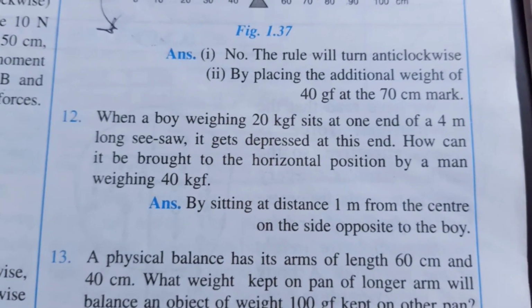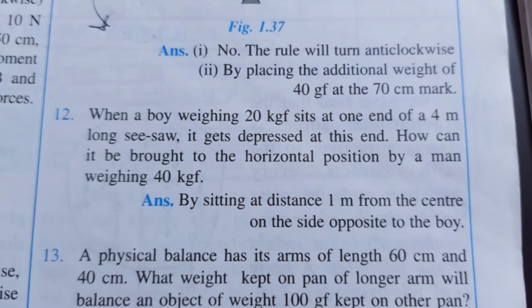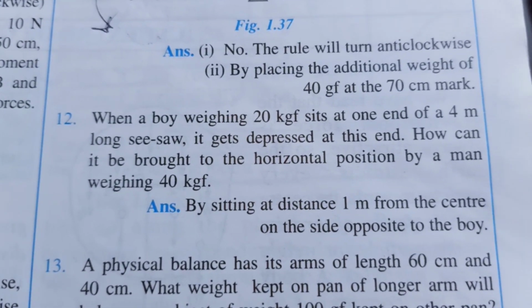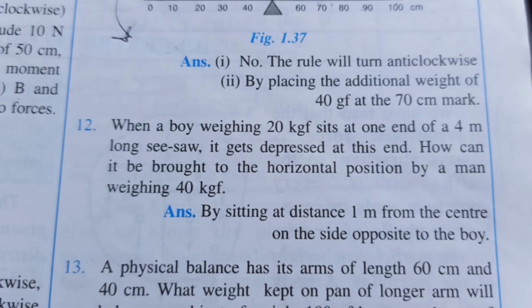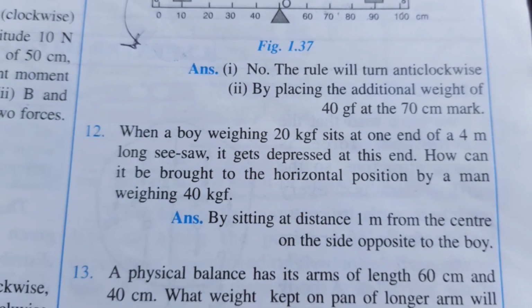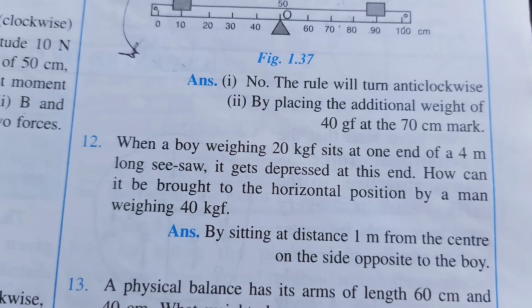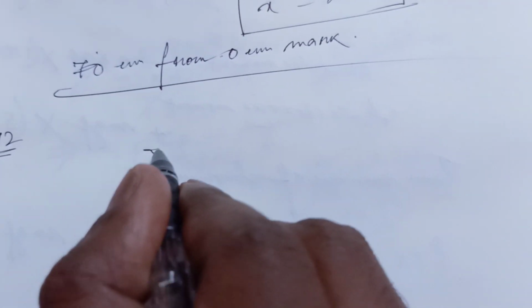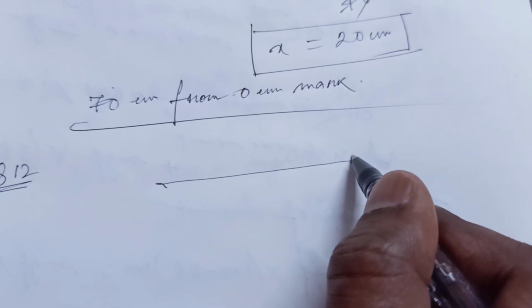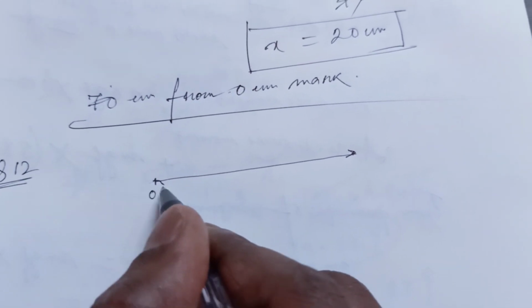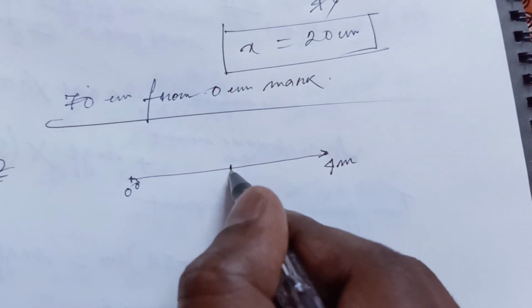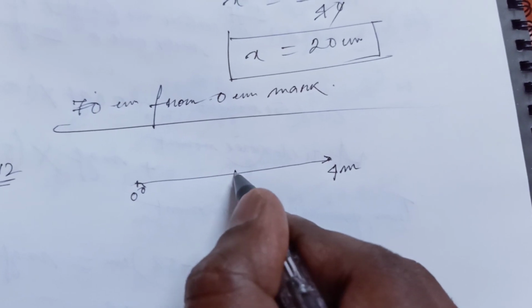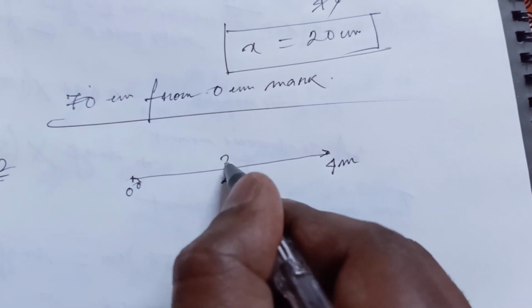Question number 12. A body weighing 20 kg force sits at one end of a 4-meter long seesaw, and it gets depressed at this end. How can it be brought to the horizontal position by a man weighing 40 kg? It is a simple numerical. So this is the 4-meter seesaw, with 0 at one end and 4 meters at the other, so the fulcrum is at 2 meters.